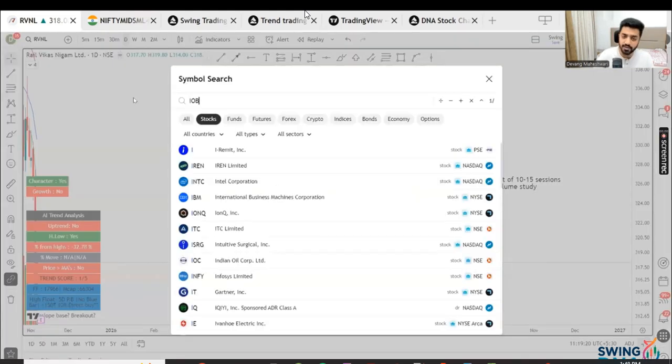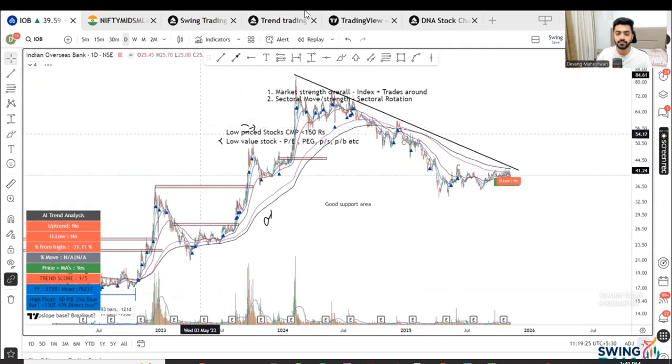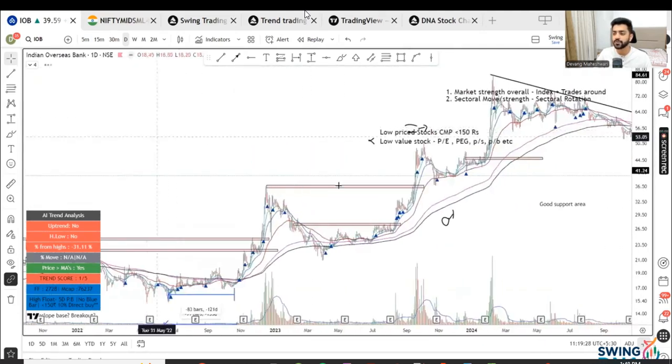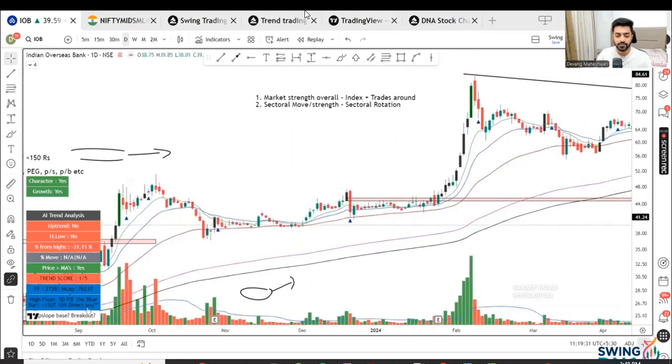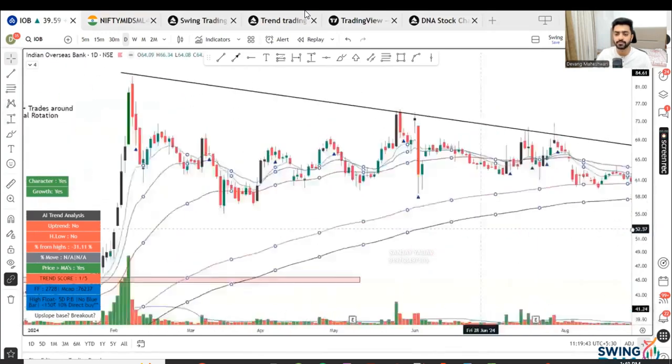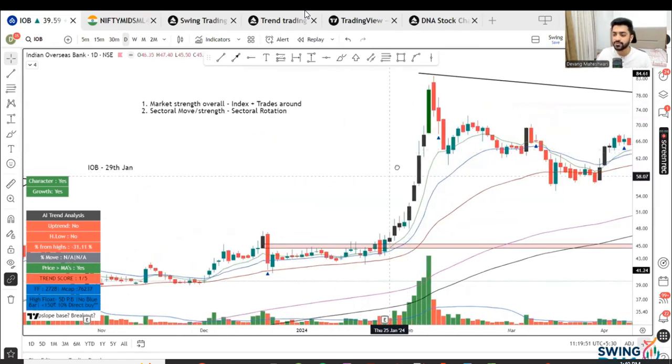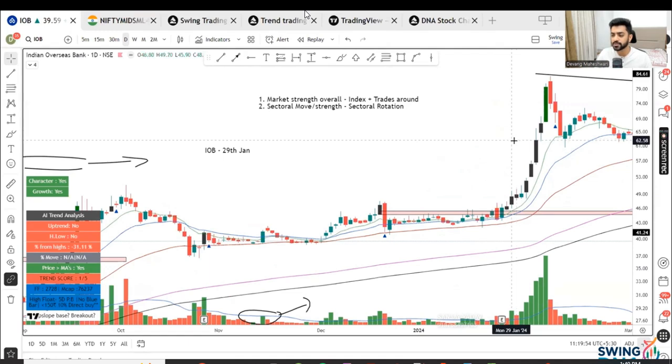Let's see PSU banking, then we can see defense also. We discussed IOB, right? These are our momentum bars. This is of 29th Jan. Let me write it here itself: IOB 29th Jan. Let's say for example you are on this particular day, 29th January, and it came in your scanner, IOB on 29th Jan.